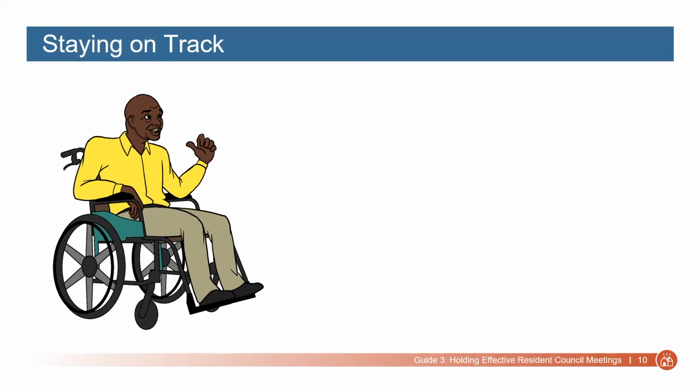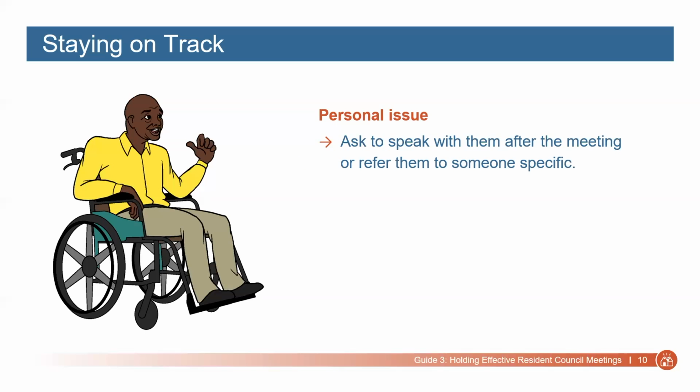During the meeting, one of the facilitator roles is to keep the meeting on track while also being responsive to the members. The facilitators can check in with the group and see how they want to handle diversions. So, what could you do if a member raises a personal issue, such as their sink leaking? You could ask to speak with them after the meeting or refer them to someone specific.